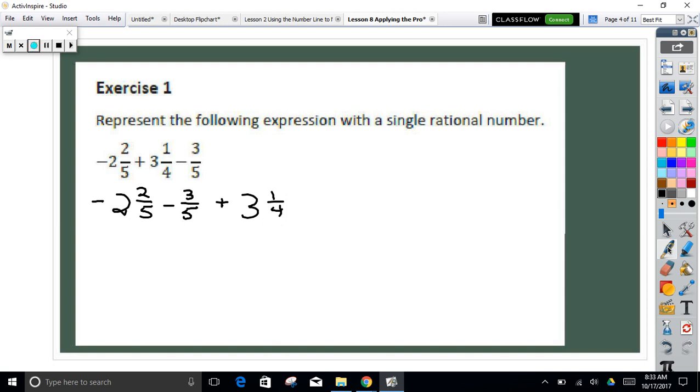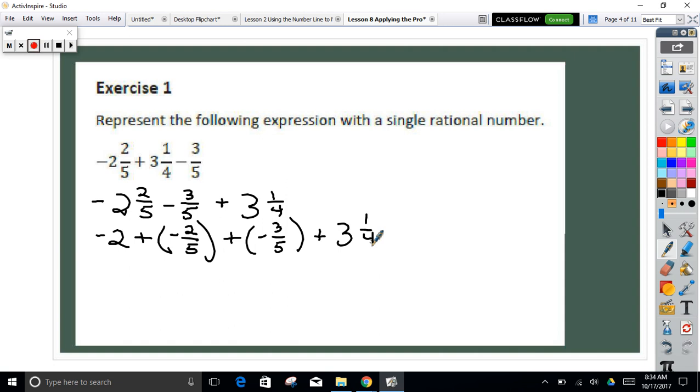Now, I'm going to do something else. I'm going to take what we just did with finding the sum of the opposites. I'm going to break this up to make it a little bit easier to do. I'm going to call this negative 2 2/5 negative 2 plus negative 2/5. Is everyone okay with what I just did? Now I'm going to also change this minus 3/5 to plus negative 3/5 plus 3 1/4. And that's just using what we just learned, that the opposite of a sum is the same as the sum of the opposites. So that's why I can do that.